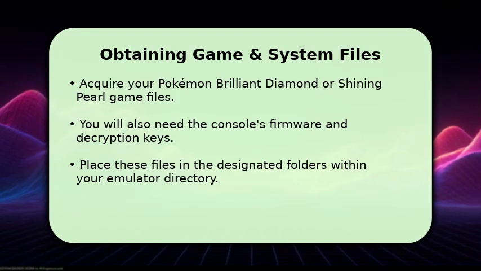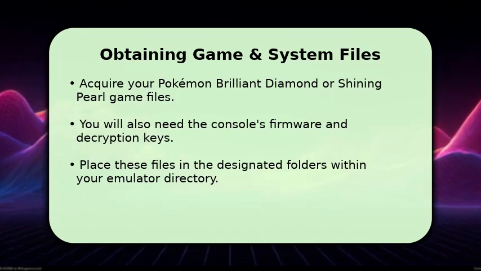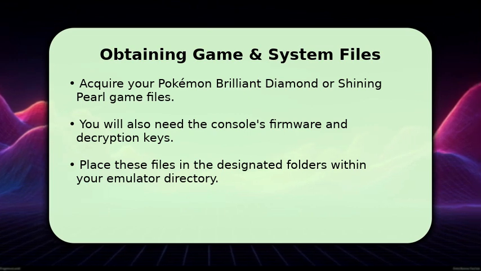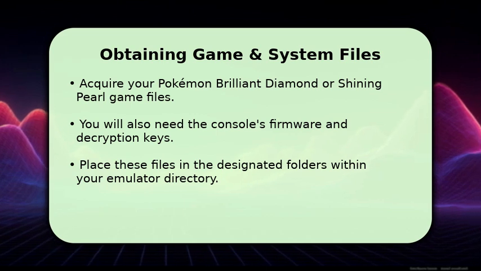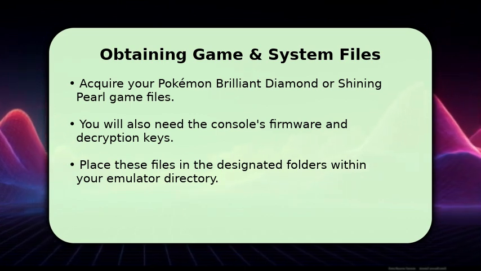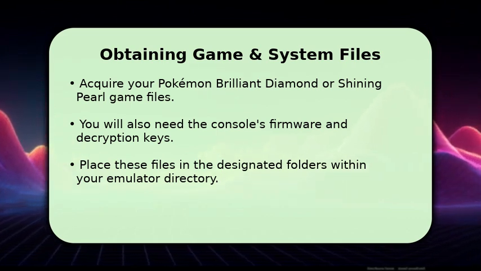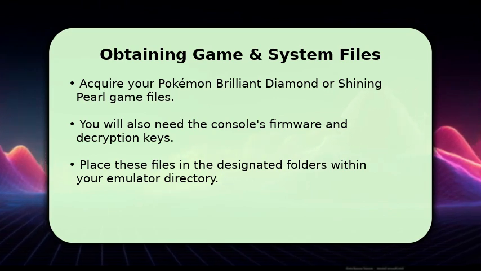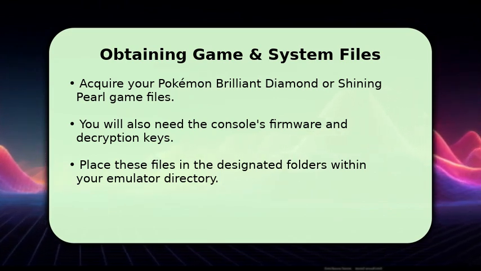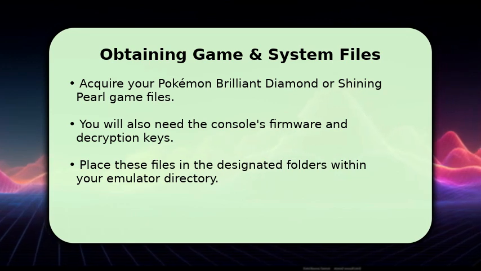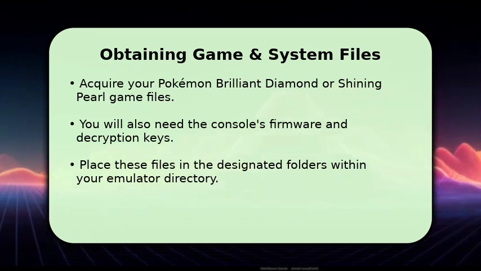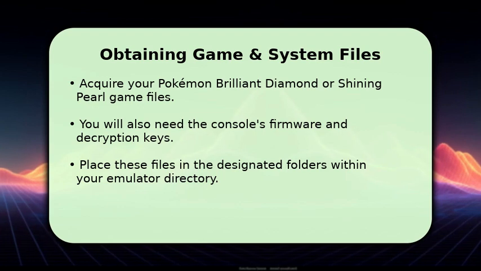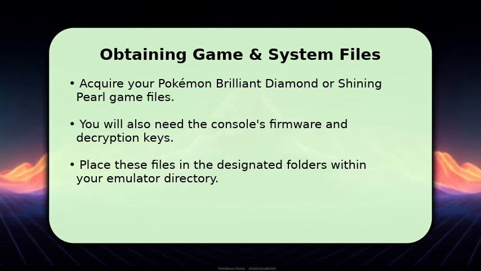Next, you'll need to obtain your game files for Pokémon Brilliant Diamond or Shining Pearl. These are often referred to as ROMs. Additionally, you'll require the console's firmware and decryption keys to allow the emulator to run the games properly. These files are crucial for the emulator's functionality. Once you have them, place them into the specific folders that your emulator designates. This step is vital for the emulator to recognize and load your games.